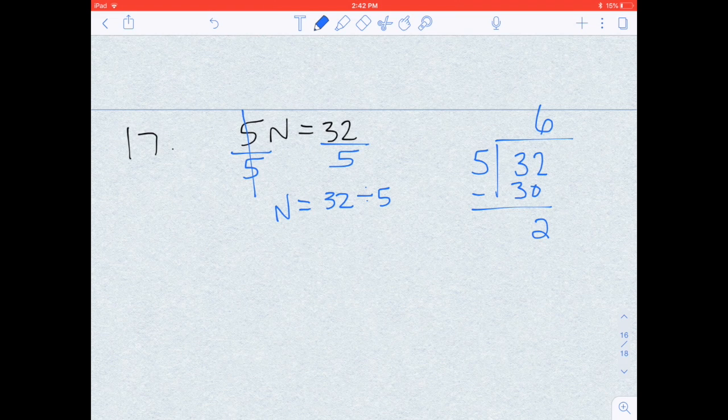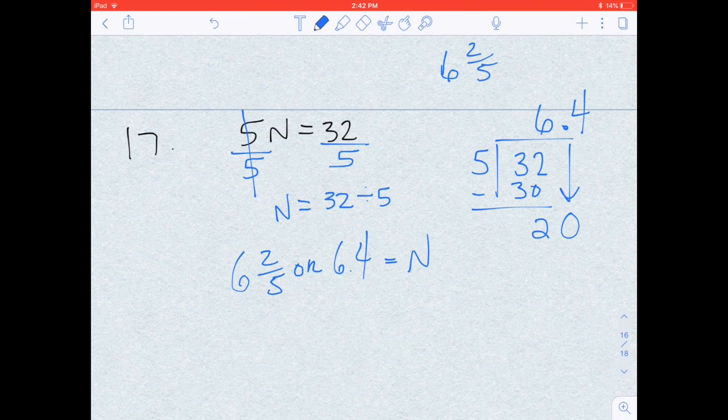So I can either write this as 6 and 2/5, or I can keep going and get a decimal. 5 fits into, bring down 20, 20 4 times. So either 6 and 2/5 or 6.4 equals n.